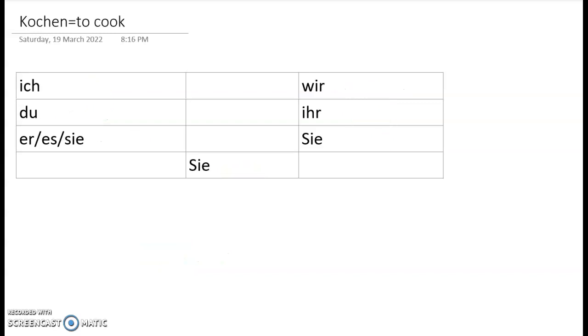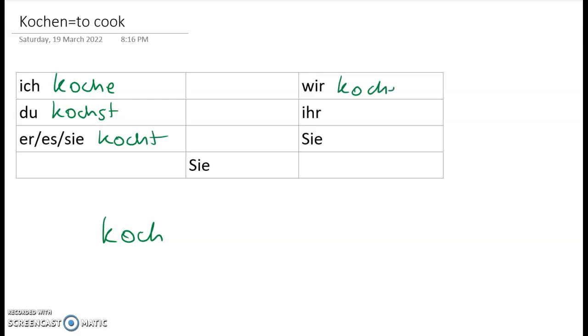Next one, to cook, kochen. The stem is koch. So we've got ich koche, du kochst, er, es, sie kocht, wir kochen, ihr kocht, sie kochen, and Sie kochen.